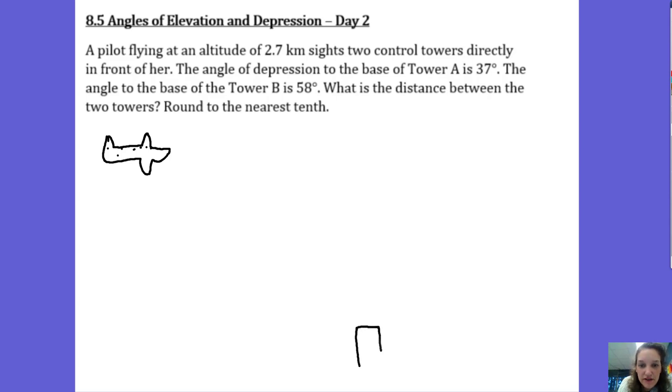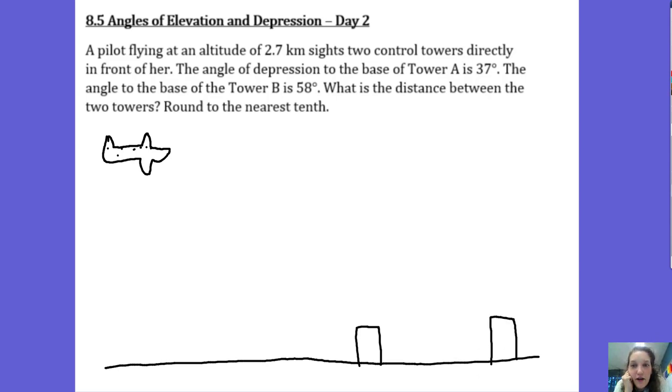So those control towers are on the ground. So here's the ground. Here's one control tower, and here's another one. So the angle of depression to the base of Tower A is 37 degrees. The angle of depression to the base of Tower B is 58 degrees. So we actually don't know just by looking at this picture which of these two towers is Control Tower A and which one's Control Tower B. So we have to think about the size of that angle of depression.